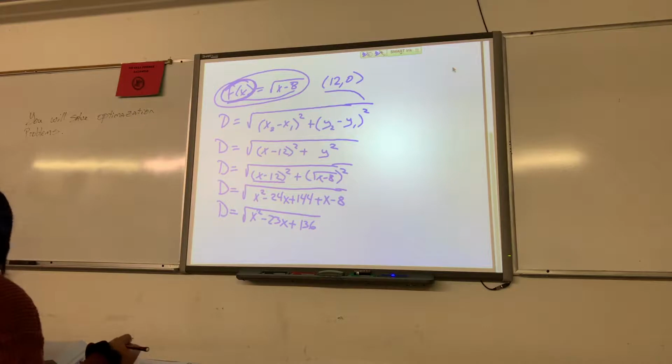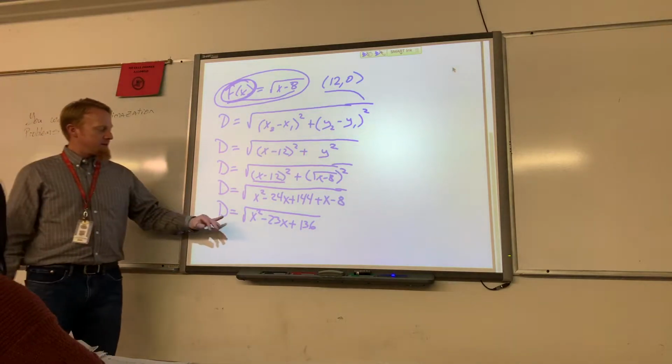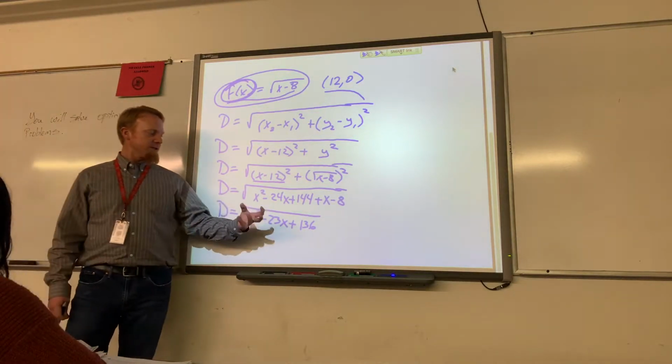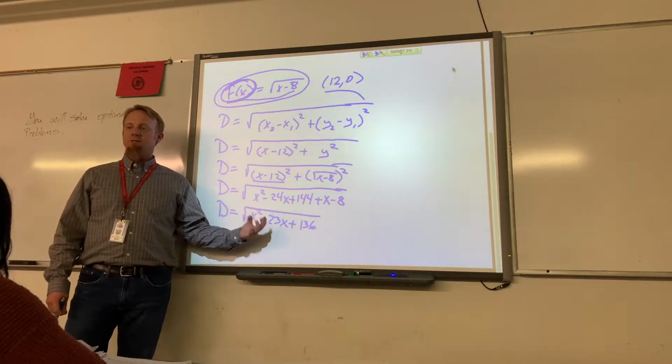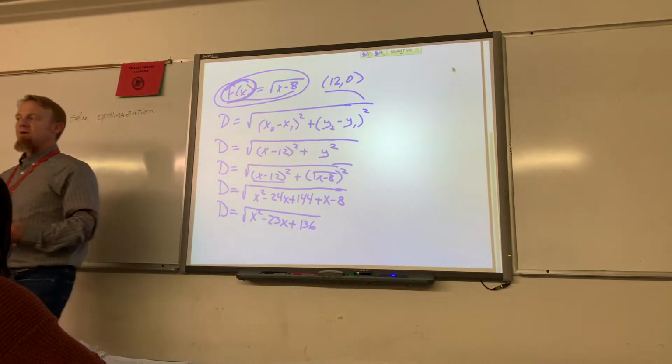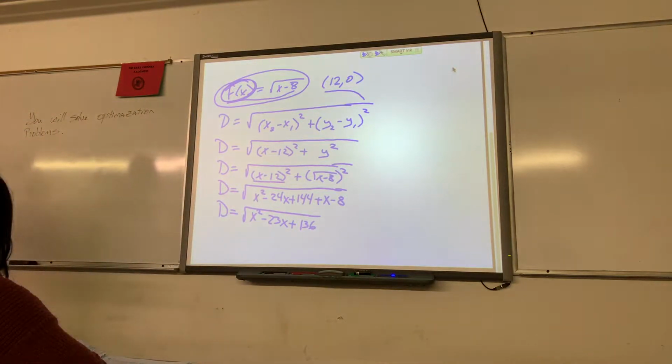Now, here's something that's going to save us a little bit of time. In order for the square root of something to be small, what must be small first? The inside must be small. So do I really care about the square root? Because if I find the smallest of the inside, then I found also the smallest of the square root of the inside. Everybody buy that? You buy what I'm selling?